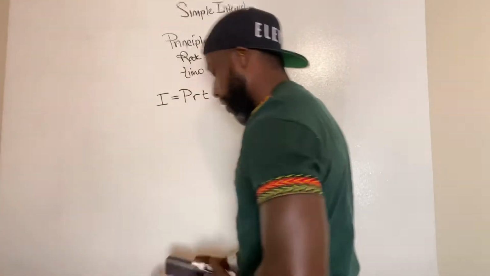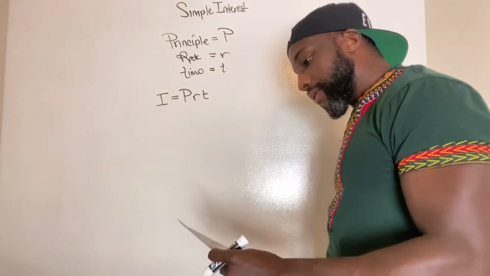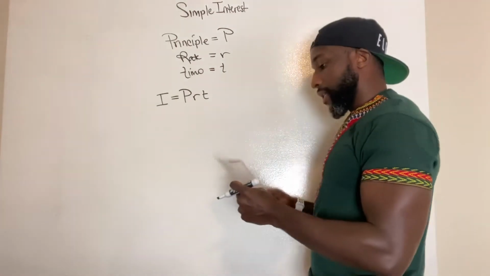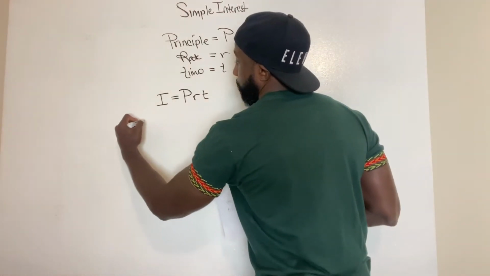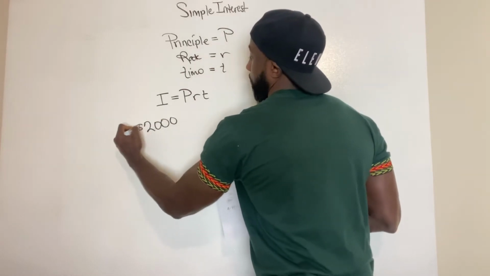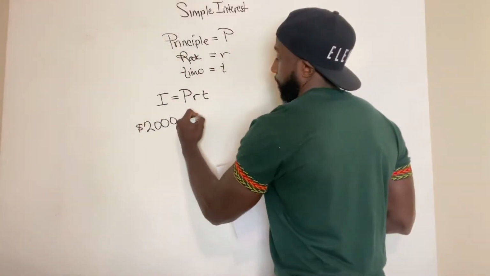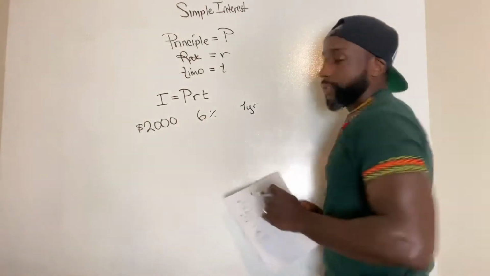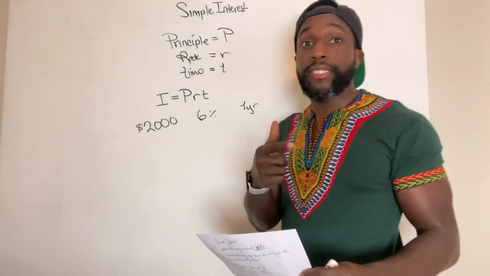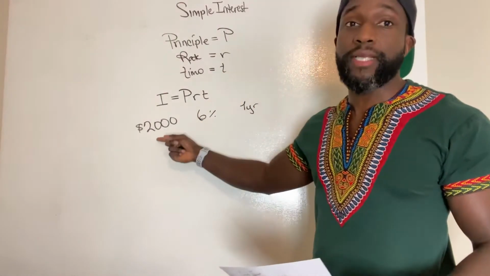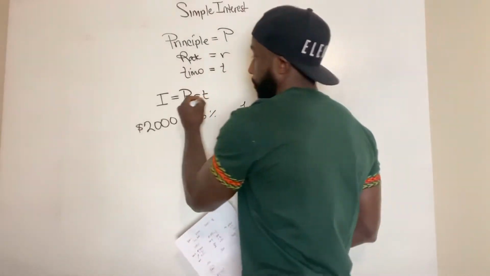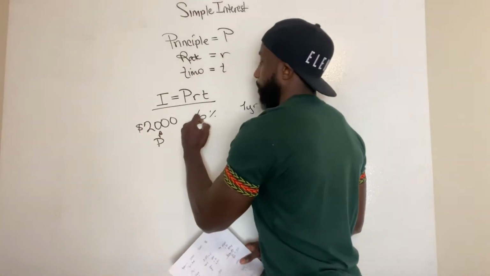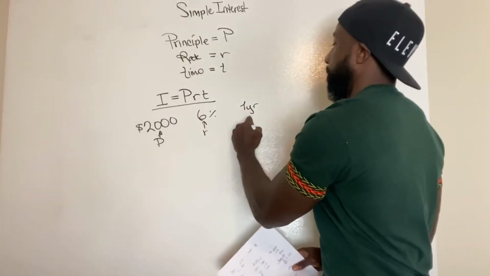Here's our first example. We're going to determine the interest when $2,000 is deposited into an account at a 6% interest rate for 1 year. We want to figure out how much money this deposit is going to make after a year. So you'll use the formula I equals PRT. The deposit is P, and the rate is R times T.